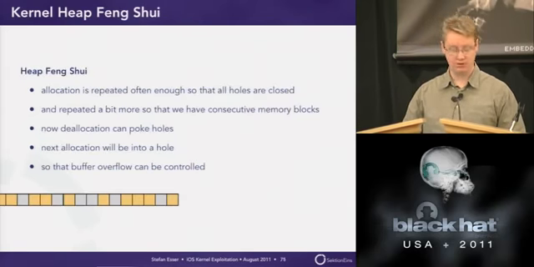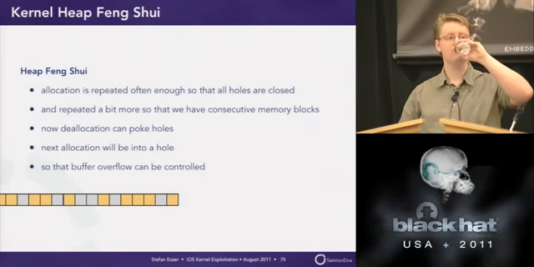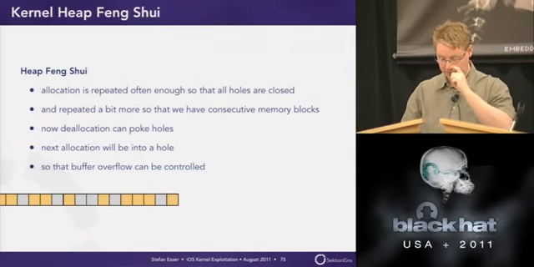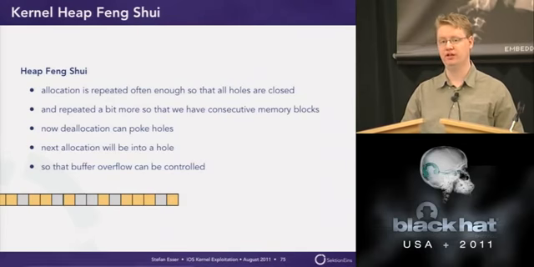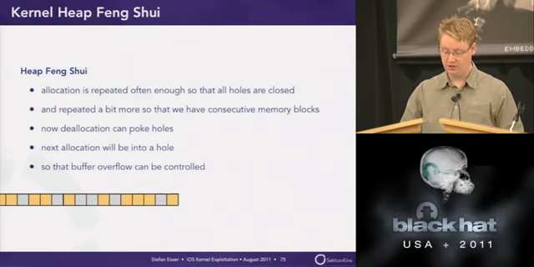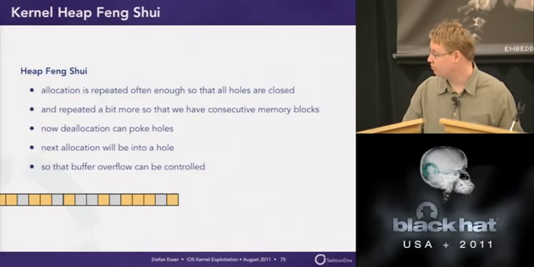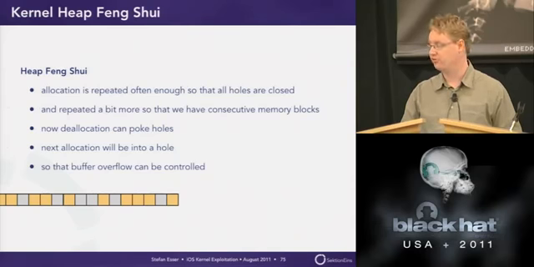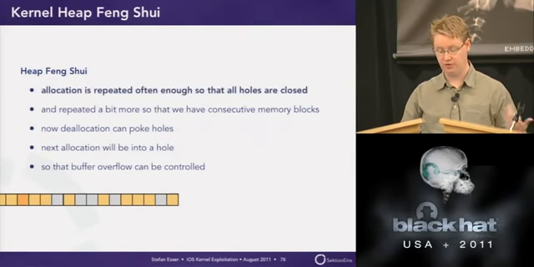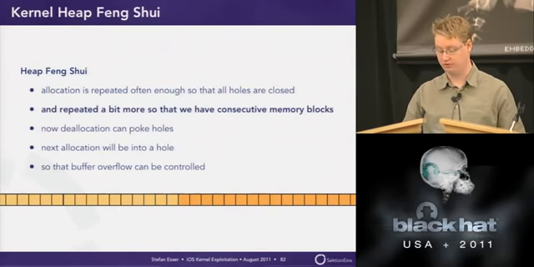And now you do something called heap feng shui. I guess most people know that. It's a term created by Alex Sotirov, and it basically describes how to get a heap into a controlled state from an unknown previous state. What you do normally is, you can see that the orange boxes are allocated memory, and the gray boxes are holes in the memory. What you do first is you allocate memory of this block size as often as there is a hole. And afterwards, you allocate some more, so that you have a bunch of consecutive memory blocks.